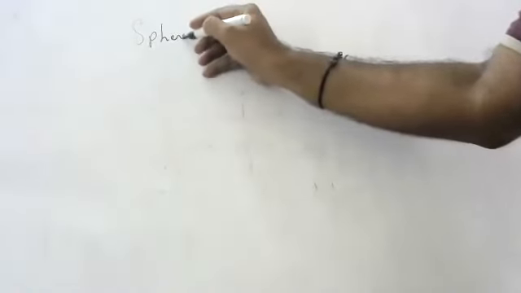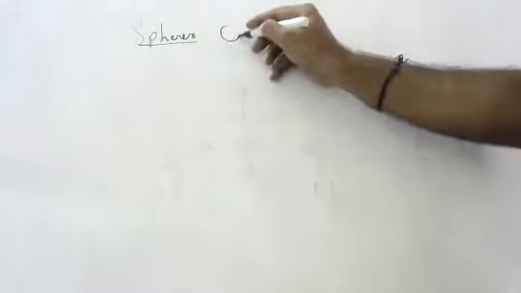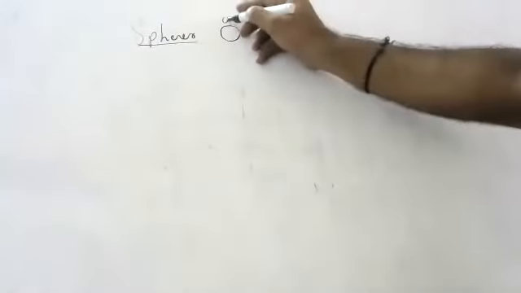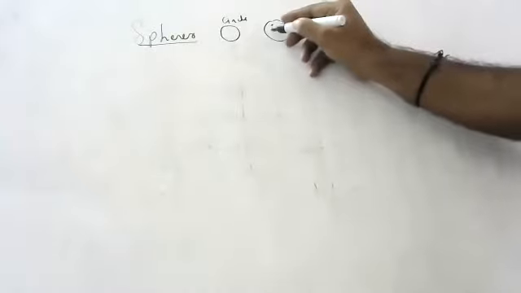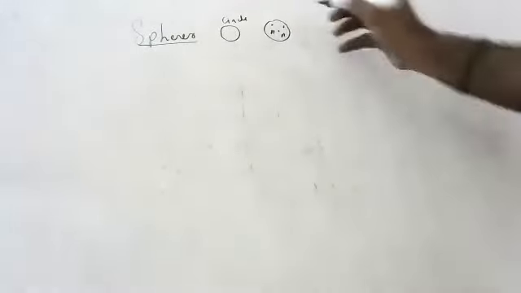Okay, children. Normally, this section is spheres. Children, a ball is whatever ball you have. A circle is a 2D figure, and the ball which we have is a 3D figure. Ball is a 3D figure.